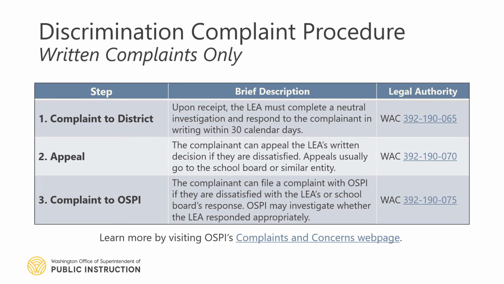The second step is the appeal. After receiving the school's written decision, the complainant can choose to file an appeal. In most districts, these types of appeals are sent to the school board. The board has 30 calendar days to consider the appeal and to provide the complainant with a written decision on appeal. At that time, the board must also send a copy of its decision to OSPI.